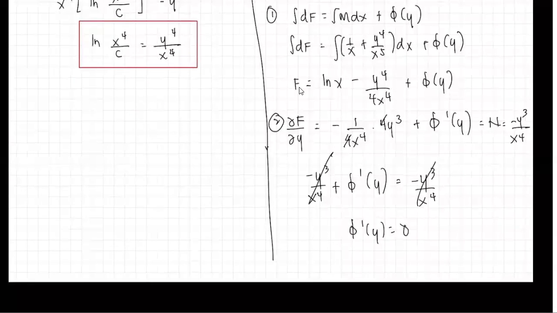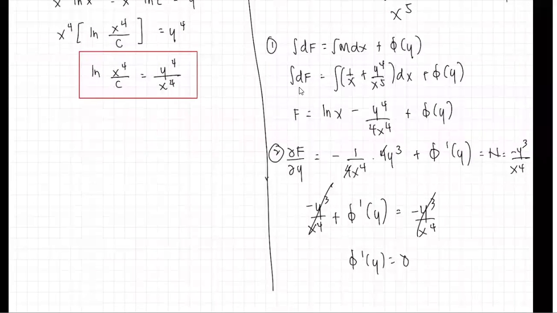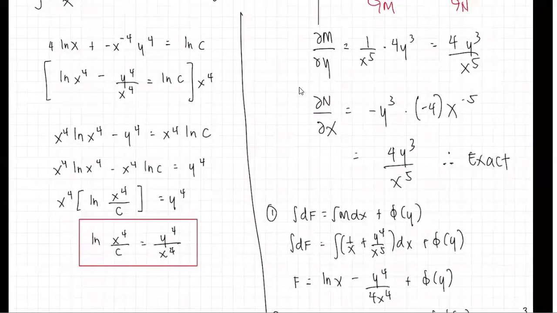Therefore, our solution will be ln of x minus y to the fourth over 4x to the fourth equals c. Okay? So is it the same form as the one on the other side? Okay?